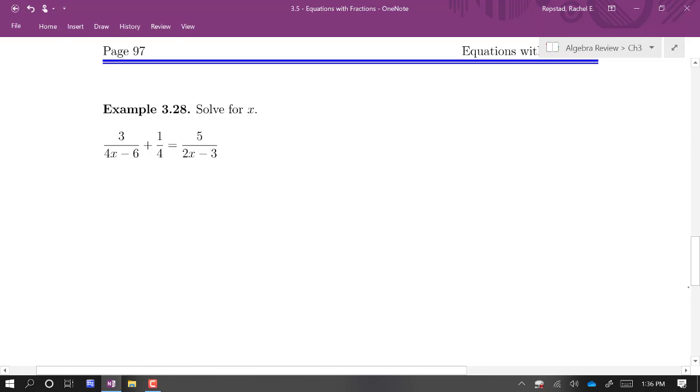Let's continue. In this next example, we have to start actually by doing a little factoring. When you're solving an equation with fractions, you want to start out by factoring all of your denominators. Now, there's not a whole lot of factoring to do. Really, it's just this first one. We can take out a 2 and be left with 2x minus 3 plus 1 over 4 equals 5 over 2x minus 3.